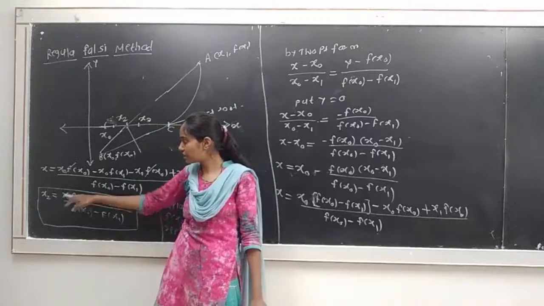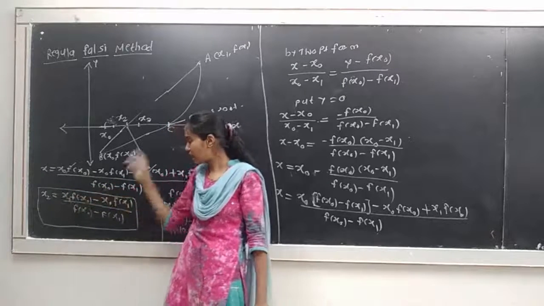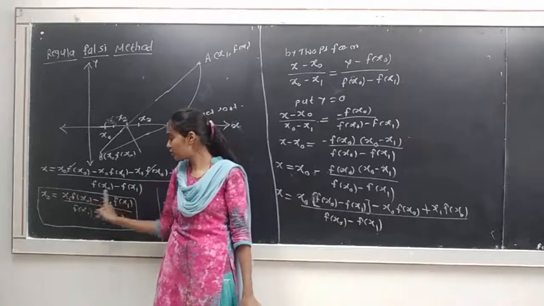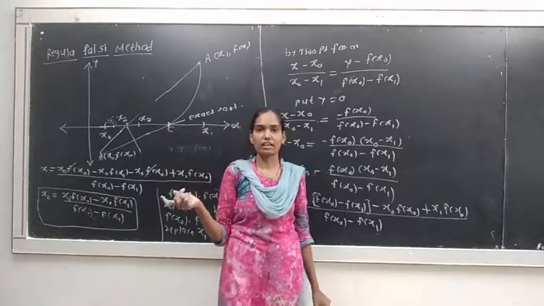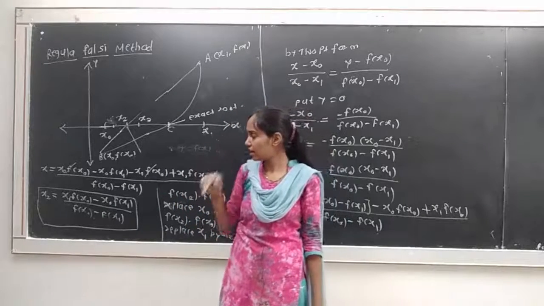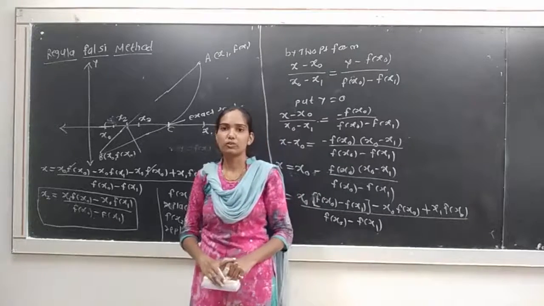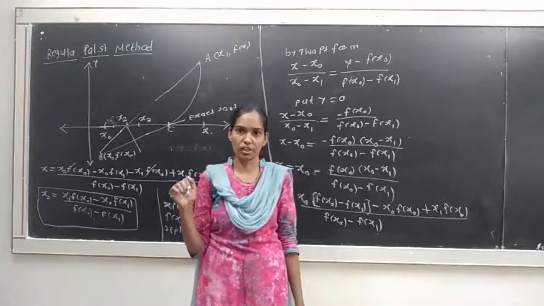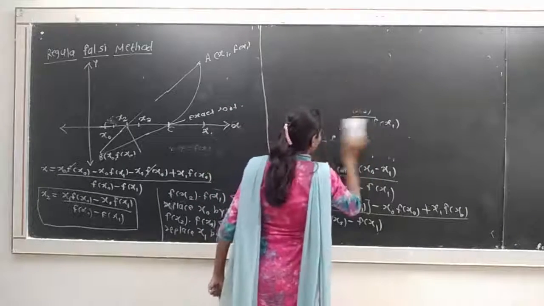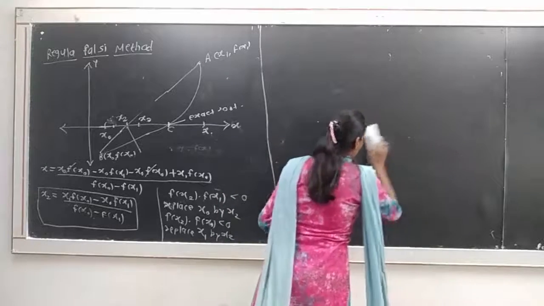And again for this point we find the value of the function f of x2 and then check whether f of x2 into f of x0 is less than 0 or f of x2 into f of x1 is less than 0. In whichever interval the product is less than 0, the root lies, then find the next approximate root. In this way we can find the approximate root by using this iterative method, regula-falsi. Okay. Then we see the general formula for finding the root of an equation by the regula-falsi method.